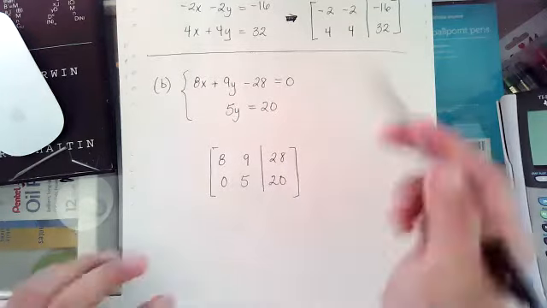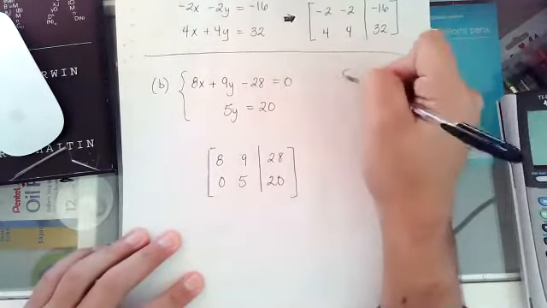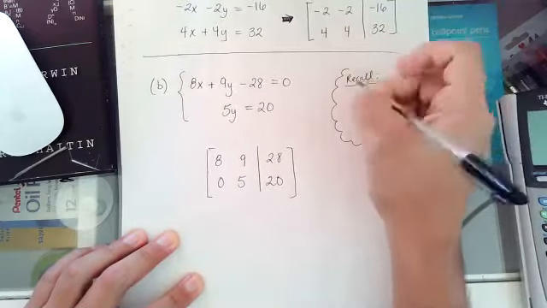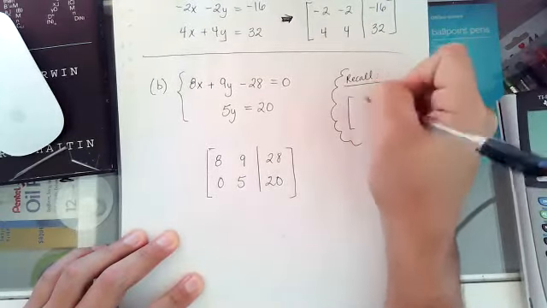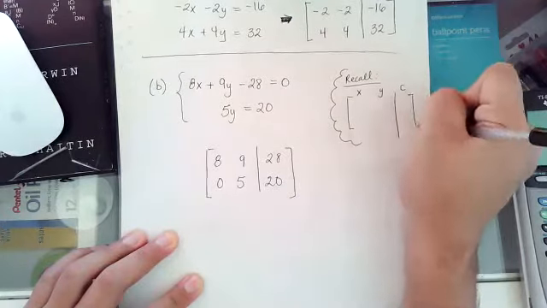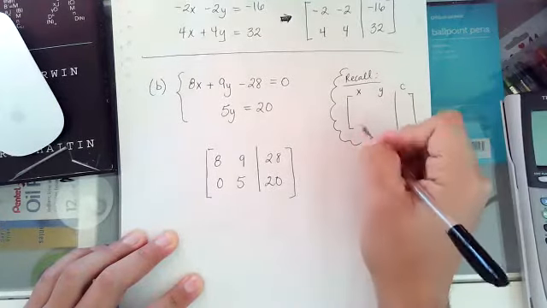Just remember that the matrix has one column for x, where the coefficient goes, then this is y, and then this is the constant. So if you don't have any x's, it'll be a 0.